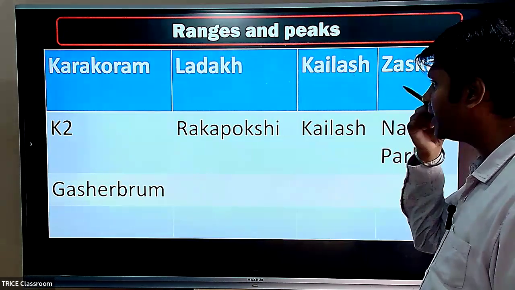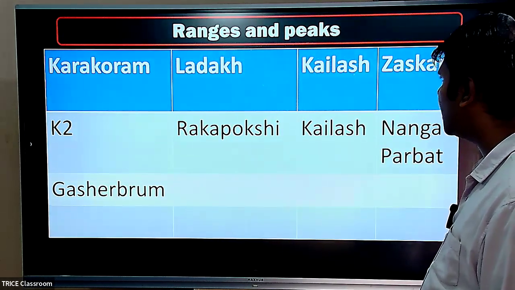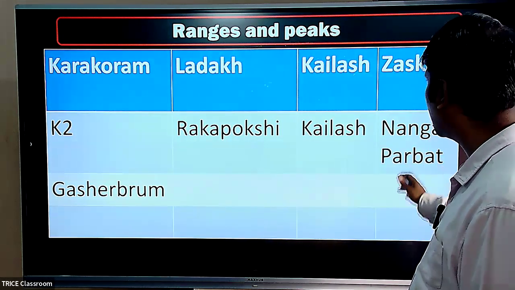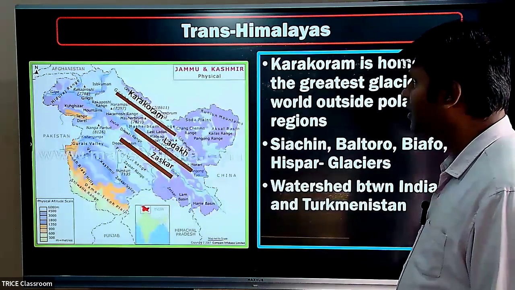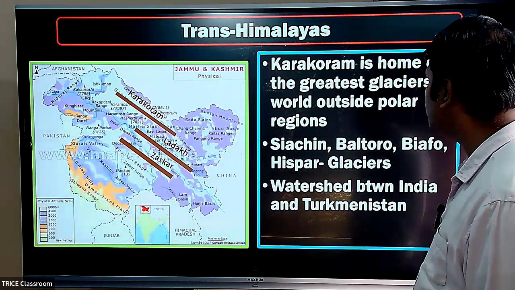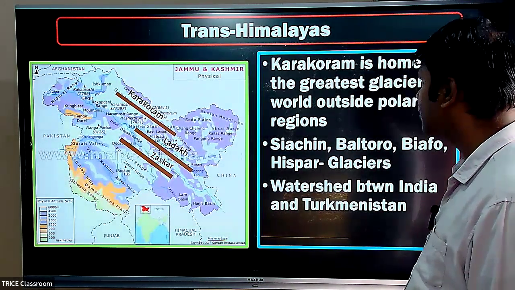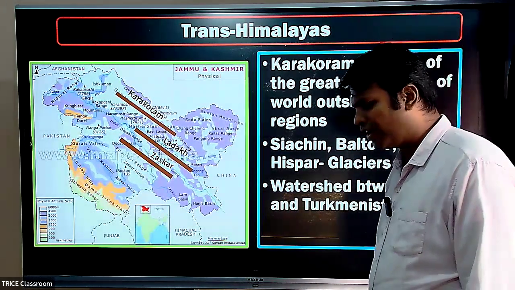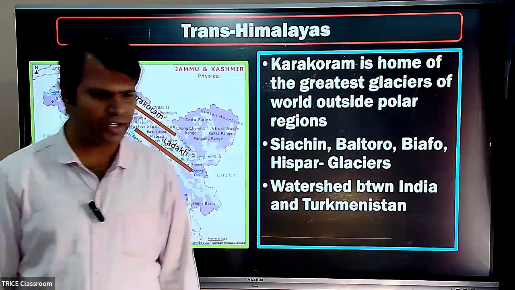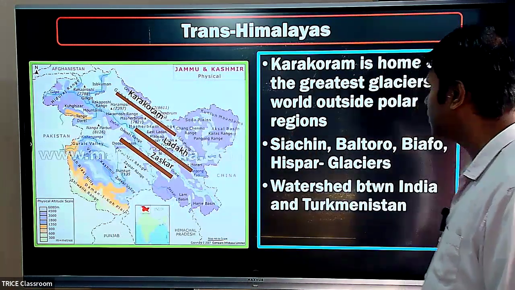Under the Karakoram range, you find K2, Gasherbrum. Ladakh range, you find Rakaposhi. Kailash range, all this Kailash Manasarovar region is in this particular range. Nanga Parbat, which is in the Zanskar range. All these are important mountains found here. So the Karakoram range is the home of the greatest glaciers of the world outside the polar regions. If you don't find ice caps in the Arctic region or Antarctic region, the only other place where you can find so much ice is the Karakoram range.